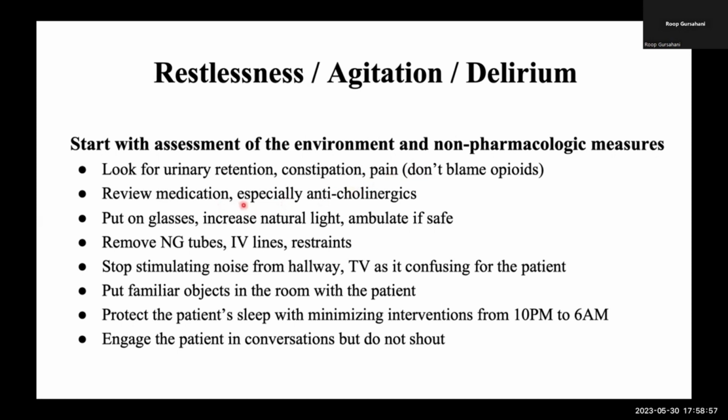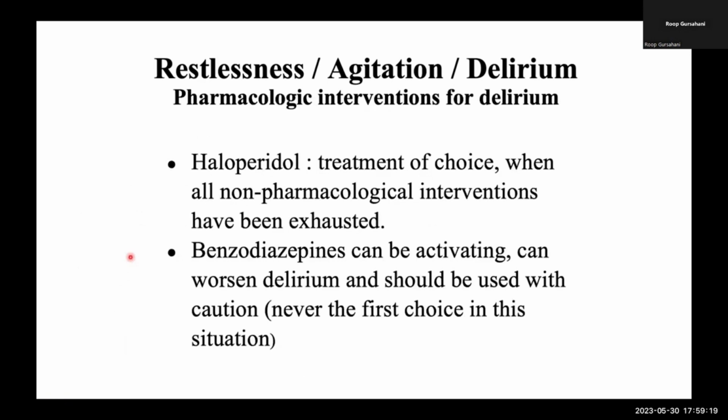Medications, especially anticholinergics, can contribute. You make sure that the patient gets decent natural stimulation, remove tubes and other things that irritate them, stop stimulating noise, and basically use these non-pharmacological measures to reorient and quiet the patient. But if that doesn't work, then haloperidol is the treatment of choice. And remember that benzodiazepines are contraindicated. They can actually be activating, can worsen delirium, and are never the first choice for managing these patients.